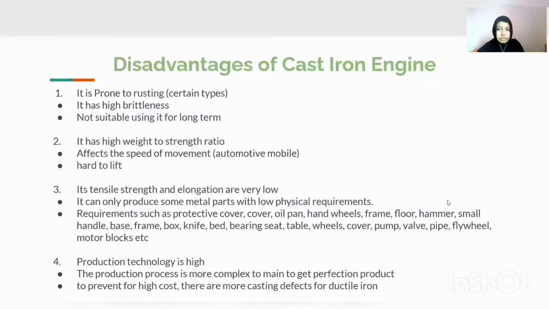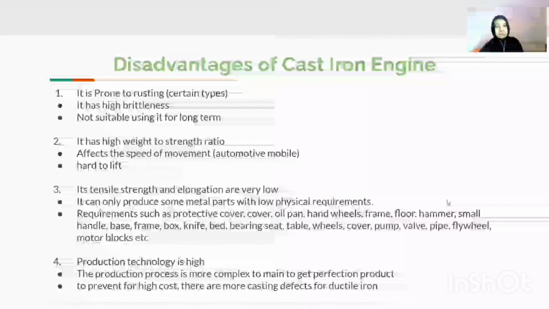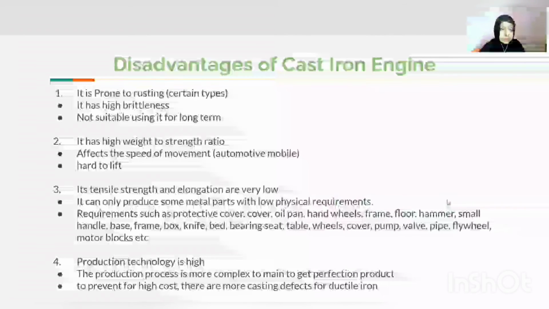Disadvantages of cast iron engine. The first one is that it is prone to rusting, which only happens to certain types of cast iron. It is prone to rusting because it has high brittleness and it is not suitable for long term use. The second one is that it has a high weight to strength ratio, which makes it hard to lift and it affects the speed of movement of an automotive vehicle.